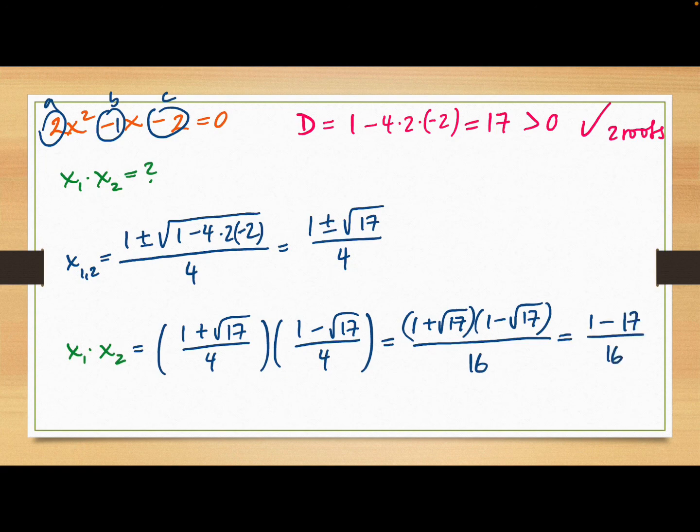Now this is an identity, a plus b times a minus b, which equals a squared minus b squared, that in this case is 1 squared, that is 1, minus square root 17 squared, which is 17, and this whole thing is over 16. If you work this out, it's equal to minus 1. Very nice solution. Now again, we are going to check if we can get it in a quicker way.